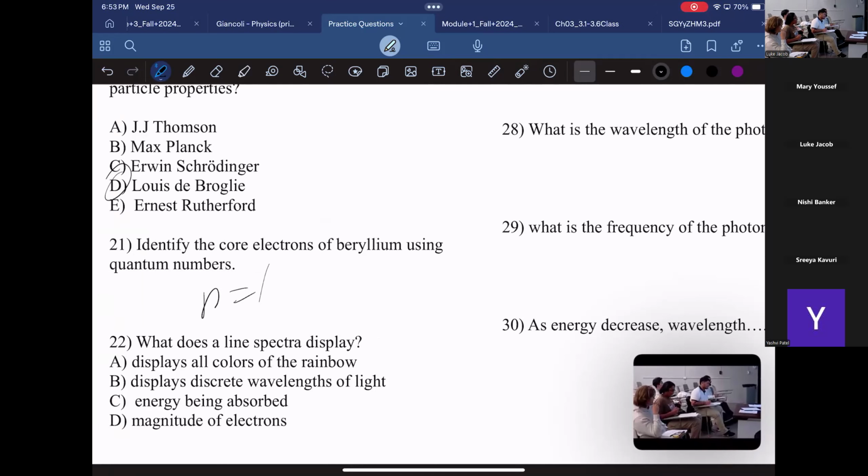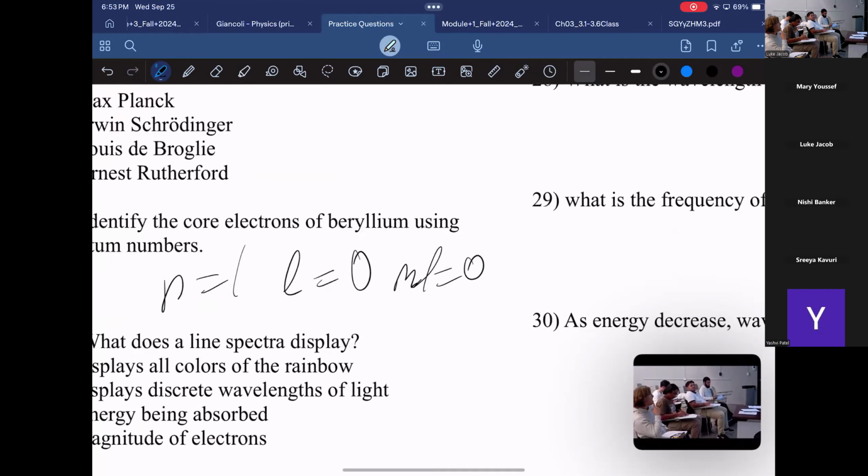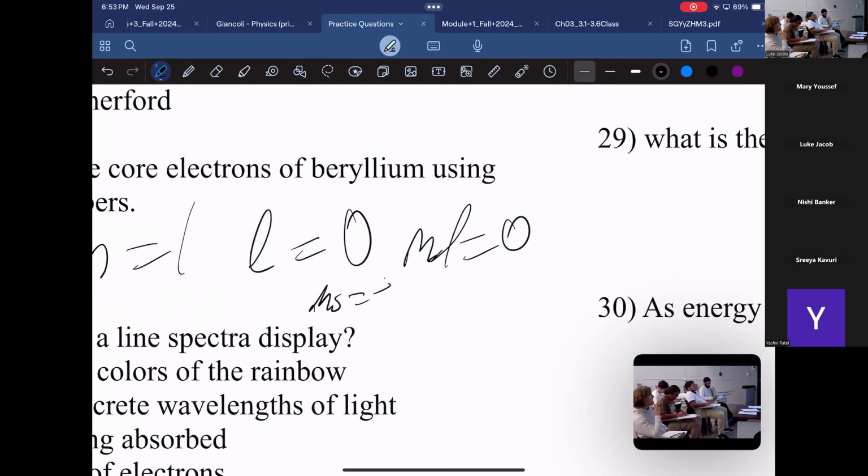So it'd be n equals 1. It's very simple. It's just n equals 1, L equals 0, ML equals 0. Sorry, guys, beryllium's 4, so MS equals plus or minus 1/2. All right, you guys good?